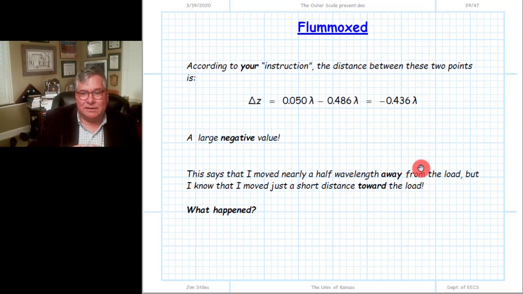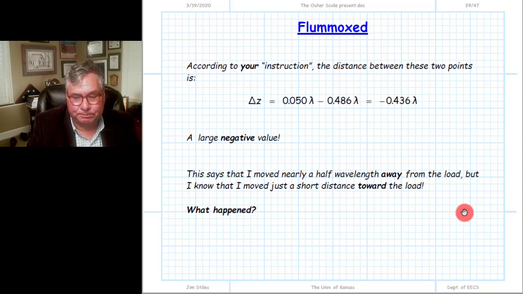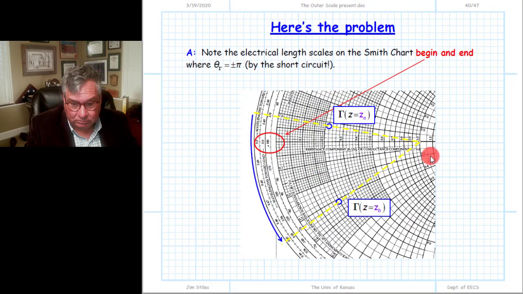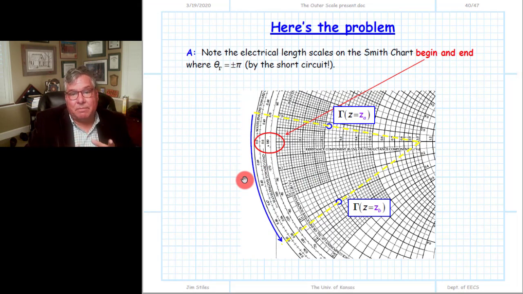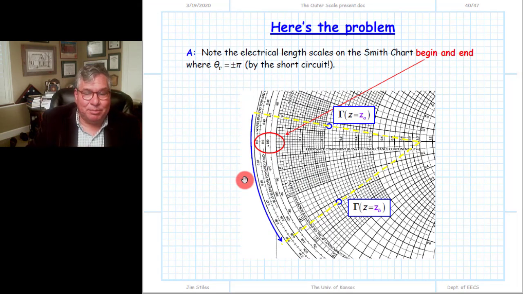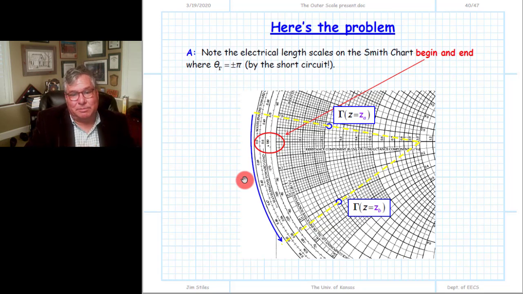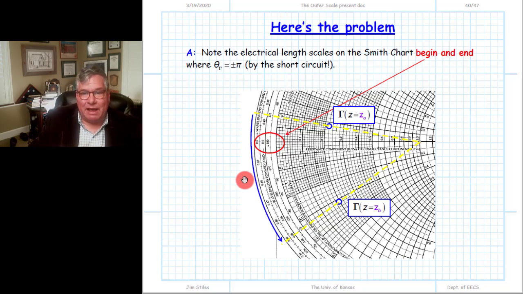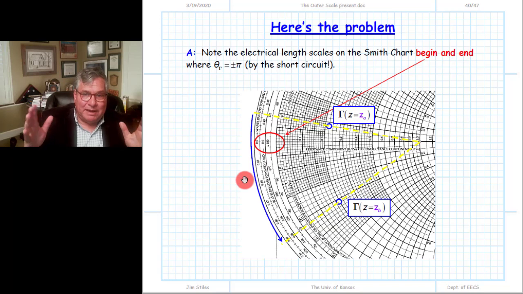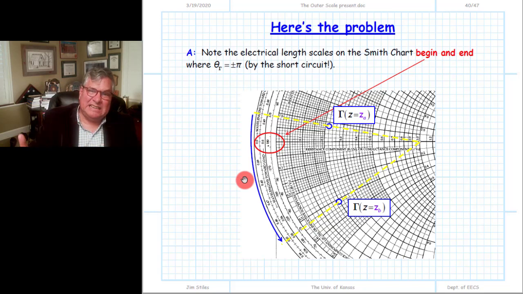So why did we get this large negative value in this case? Well, the problem here is that we moved past the problem point on the Smith chart outer scale. We have a circle, and so if we have any bounded scale, a beginning and an end, they must map onto each other at that point. And we have this instantaneous change in our values.